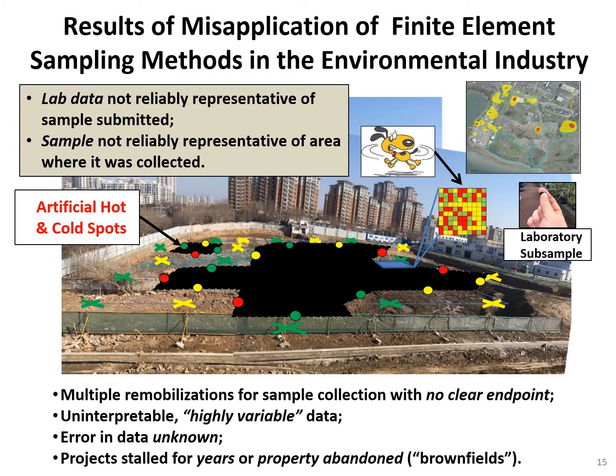So what are the results of this? The results of misapplication of finite element sampling methods in the environmental industry are that these discrete samples, the laboratory data, are not reliably representative of the sample submitted. Ask any laboratory you send a soil sample to if the data they send you is representative of the sample you sent as a whole. If they had extracted that entire sample, would they get the same number? I can pretty much guarantee you not a single laboratory technician will say yes.